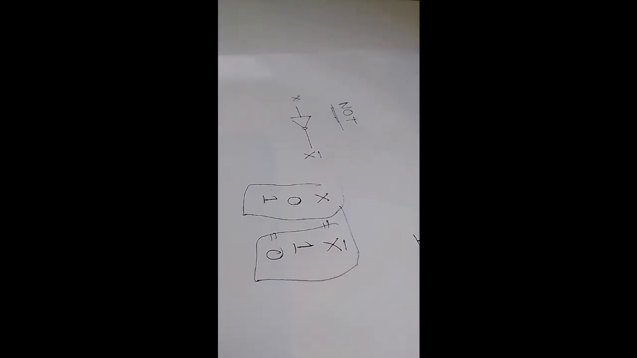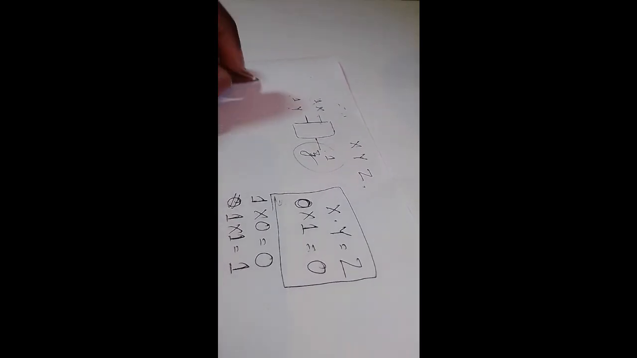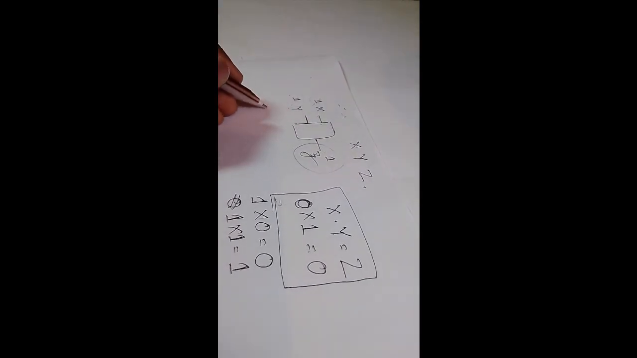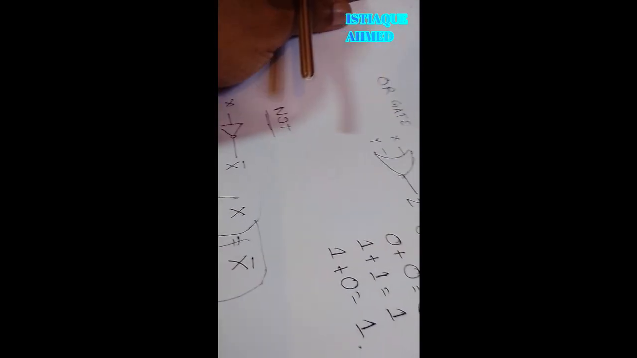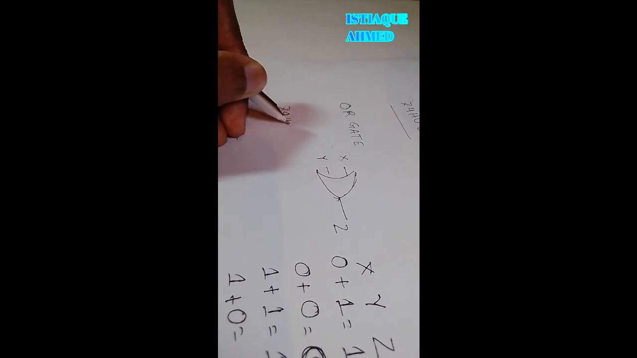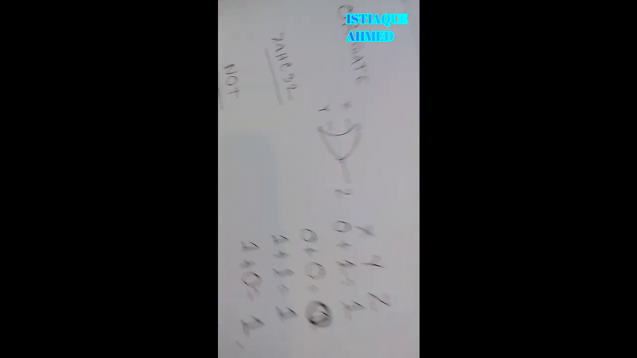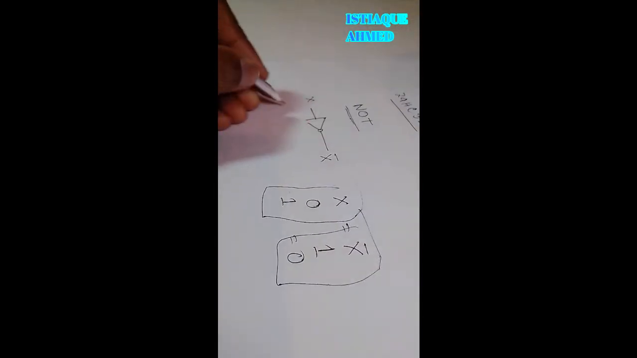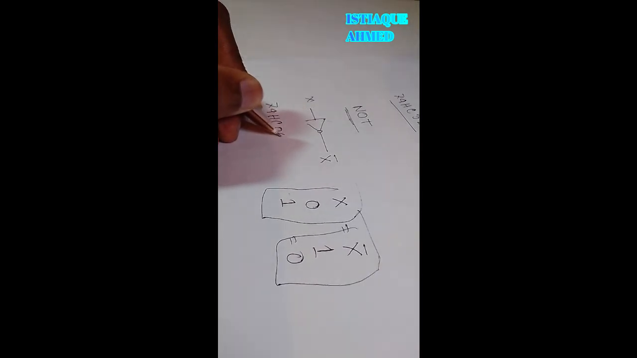To experiment with these gates, we will use ICs. First we use the AND gate. We check the AND gate and the IC will be 74HC08. Also we will use 74HC32 for the OR gate, and 74HC04 for the NOT gate.